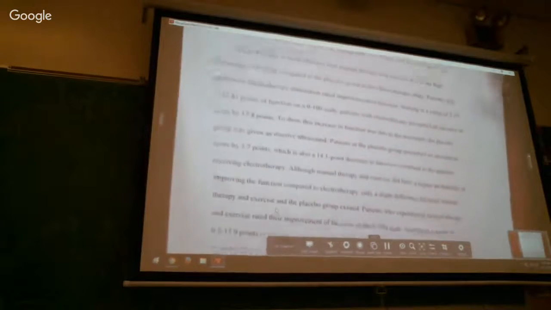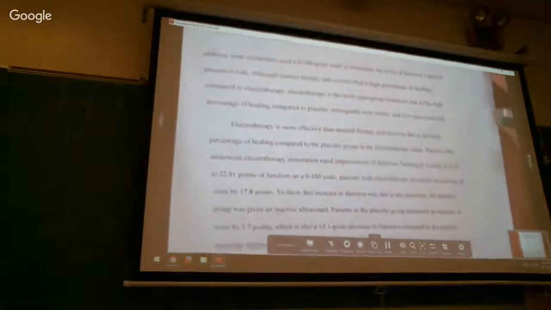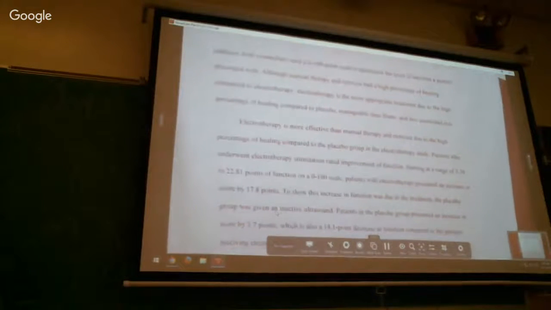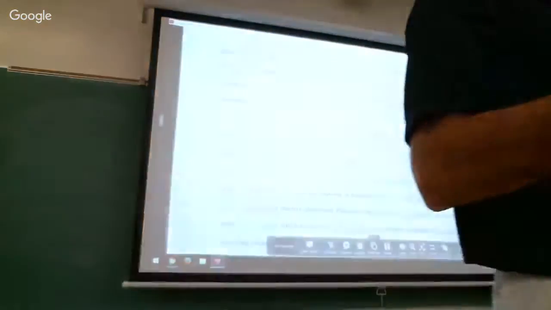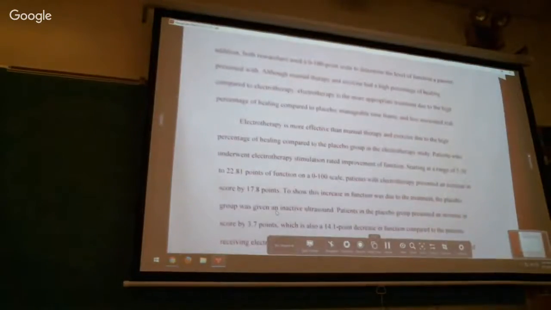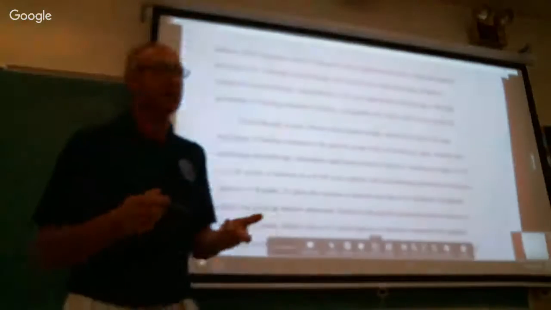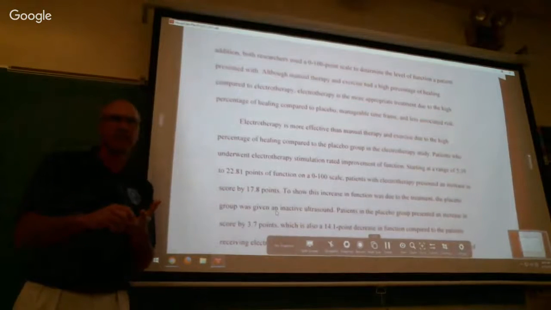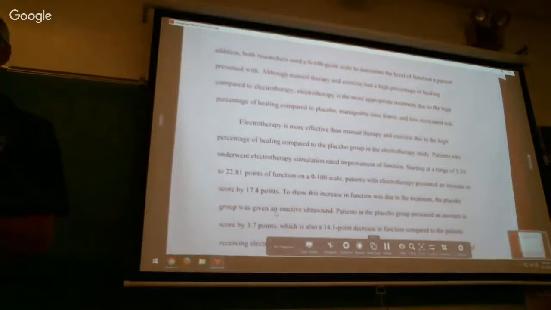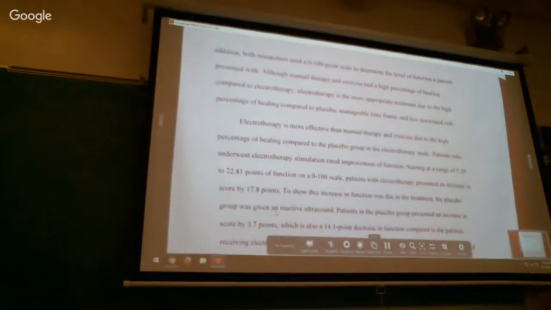And then where do you go with this? They both use a 100-point scale to determine level of function the patient provided with. And I'm saying to myself, you haven't established an operational definition yet, right? What seems to be her operational definition? It seems to be pain, range of motion, and there was another thing in there, maybe. I don't know. I'm assuming that function is going to be range of motion, right?